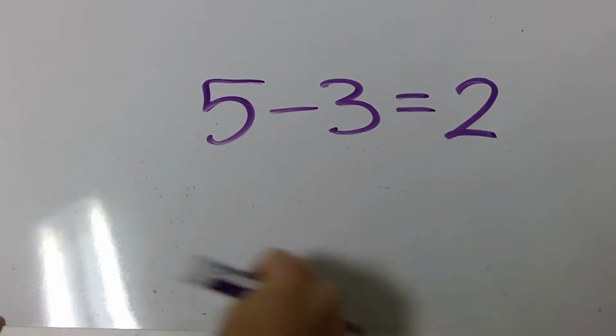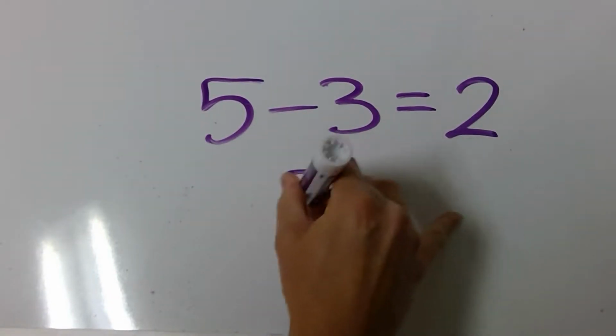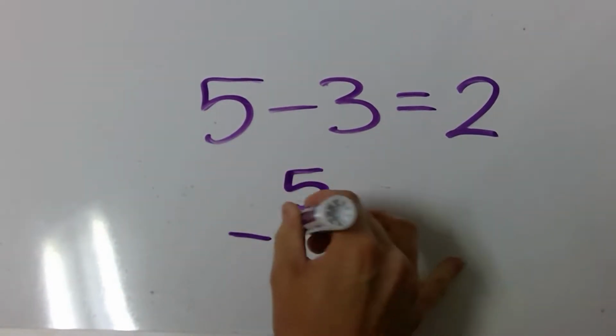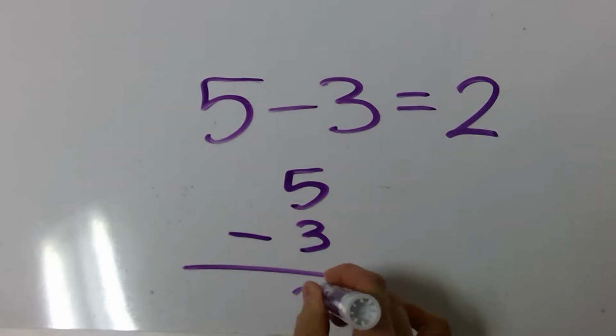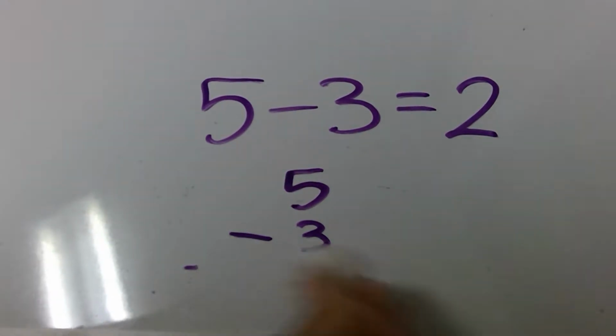When you stack it to subtract, the first number always goes on top. So if we were doing this problem, 5 is the first number, it always goes on top. So that equals 2. So let's do one together.